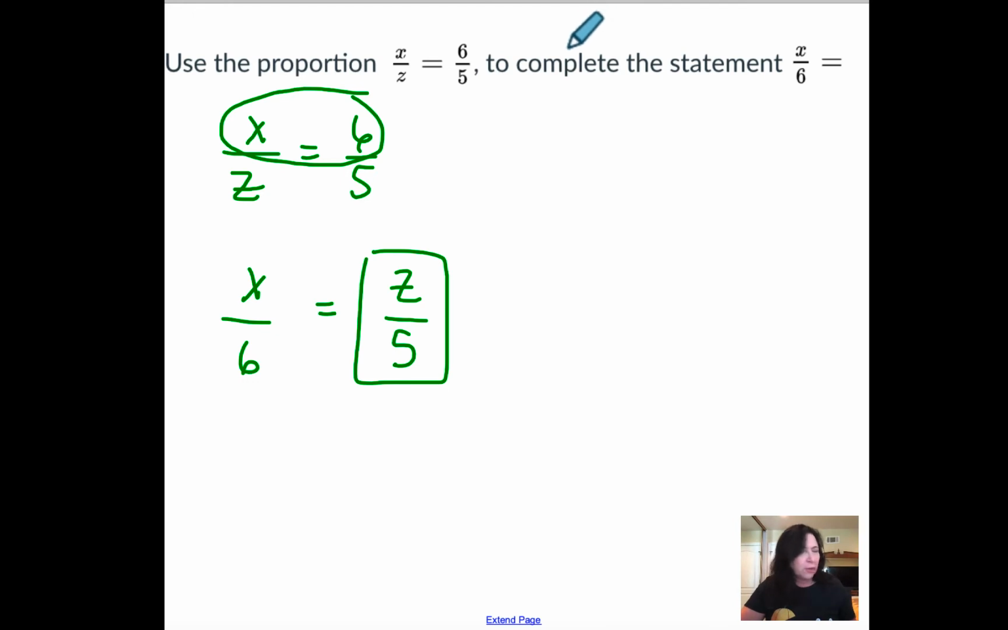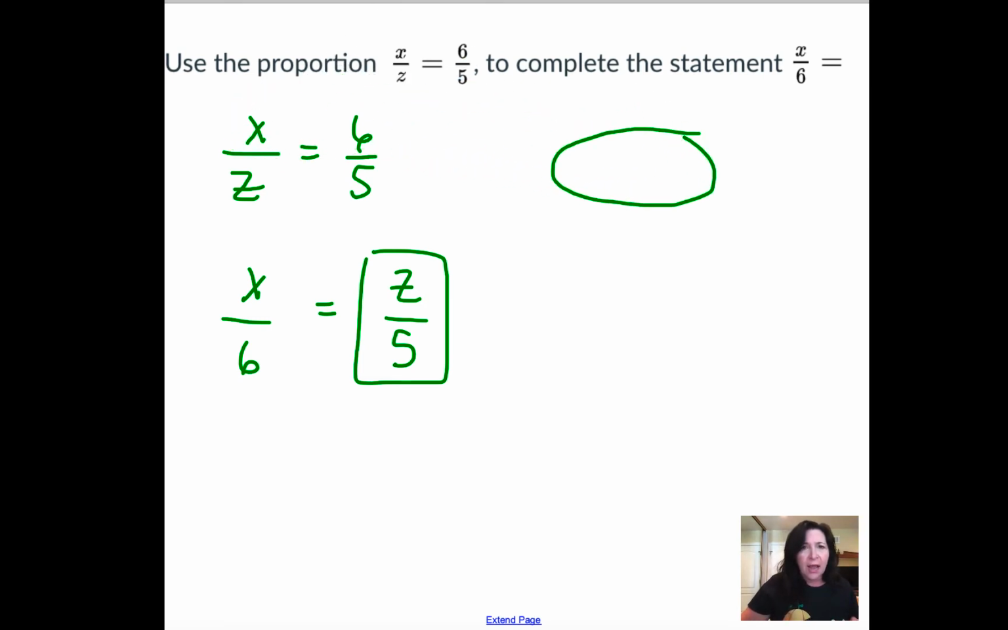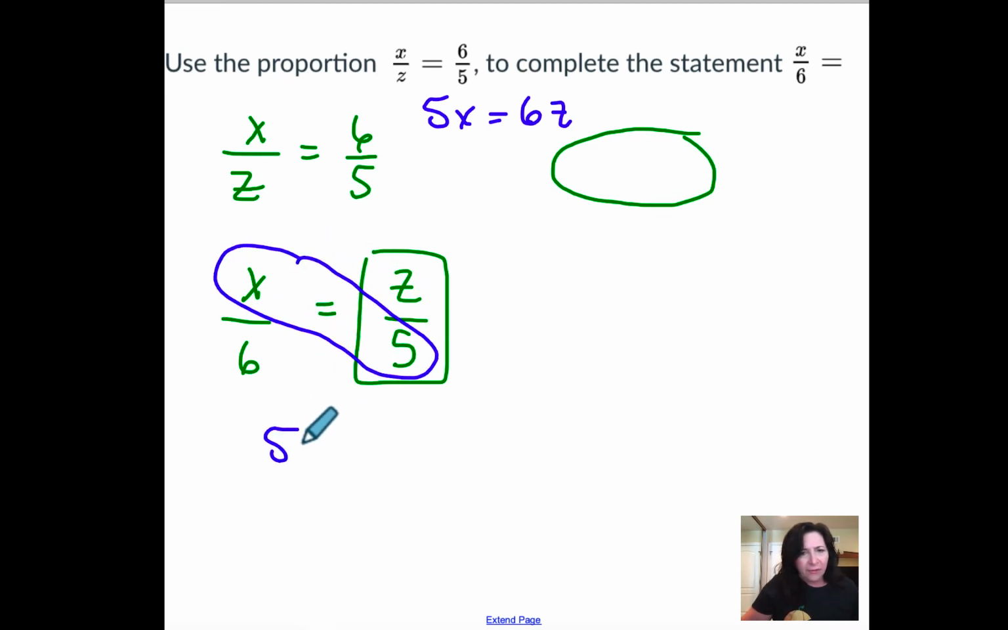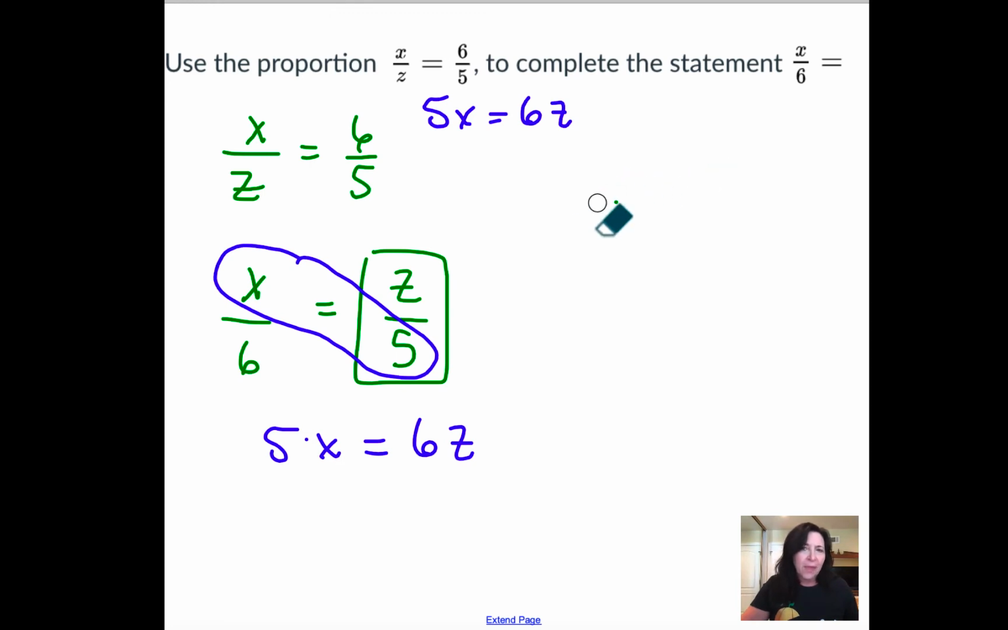Now, just a note, you can write this other ways, right? And one way to check to see if you got that right is to actually cross multiply. So you're going to go 5 times x equals 6 times z. Again, cross multiply, you get 5 times x equals 6 times z. So I get the same thing. Now, remember, there were a couple of other ways that we could write this, okay?